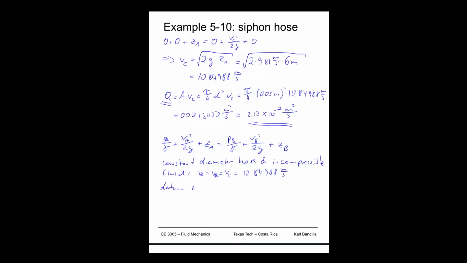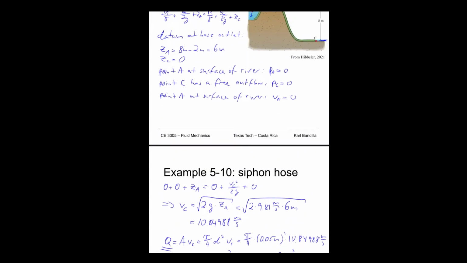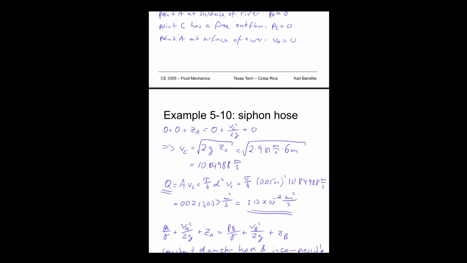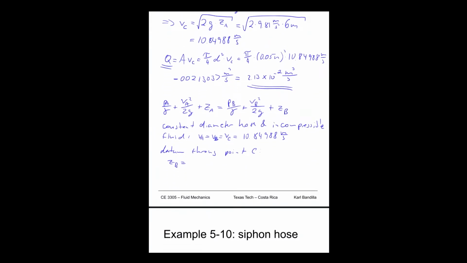Datum through point C. All right, that means my ZB is equal to, all the way up, that'd be 8 meters. So we have 6 at A and 8 at B. I think with that we have all the information that we could want.